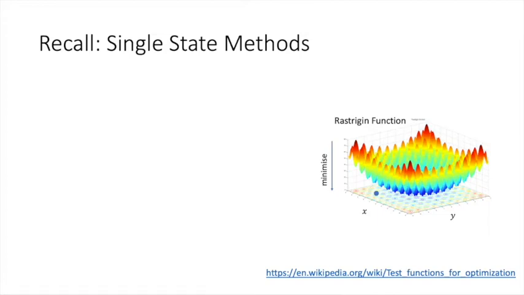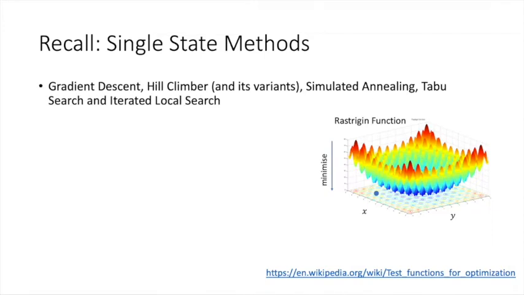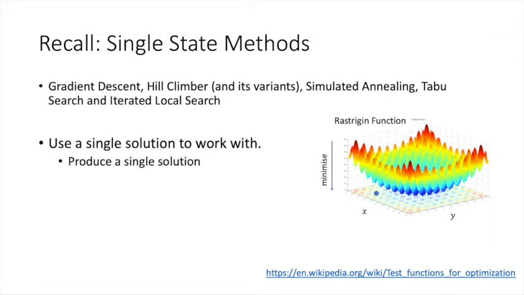The methods that work with only a single solution at a time are called single-state methods. The examples of such methods are gradient descent or hill climbing methods. There are many variants of the hill climbing methods that we discussed briefly in the last video. Some of the famous single-state methods are simulated annealing and taboo search. These are not strictly hill climbing methods, but they are still single-state methods because they work with only a single solution at a time. Despite their dissimilarities, all these methods produce a single solution.